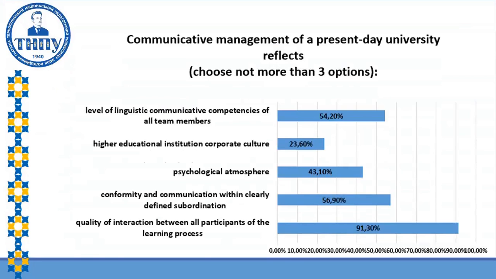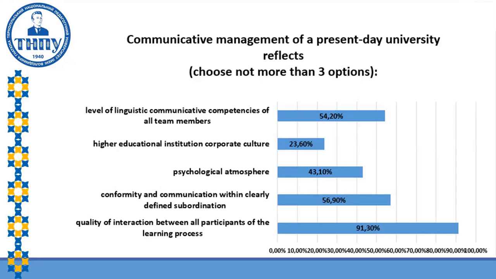The respondents' treatment of the essence of communicative management showed a certain polarity. On the one hand, there still exists the stereotype of authoritarian government in academia, where subordination and hierarchy are reflected in communication as well as in the learning process.